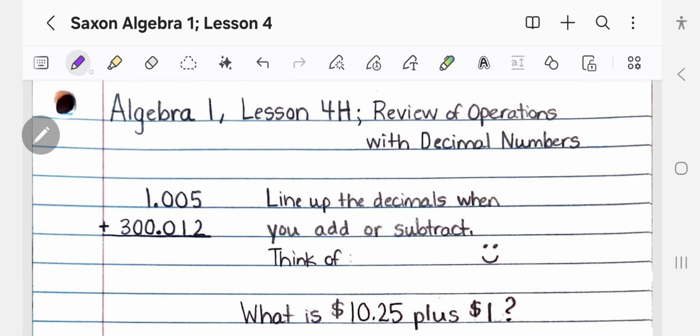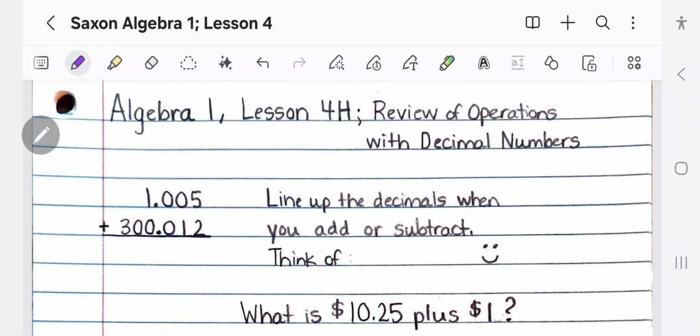They have this number, which I would say is 1 and, that would be 5. Here would be tenths, hundredths, thousandths. That's 1 and 5 thousandths. And then here you have 300 and 12 thousandths. And we're going to add those together.